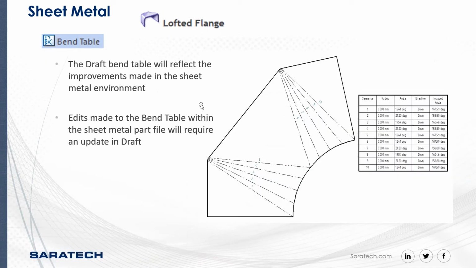So next, the draft bend table will reflect the improvements made in the sheet metal improvement. So you can see here, this is my flat. So when you do my flattened part, it gives you the bend tables and shows you what the angles are, the directions.